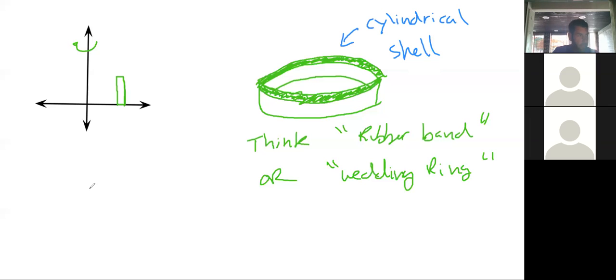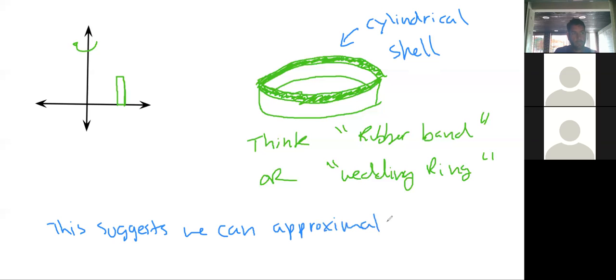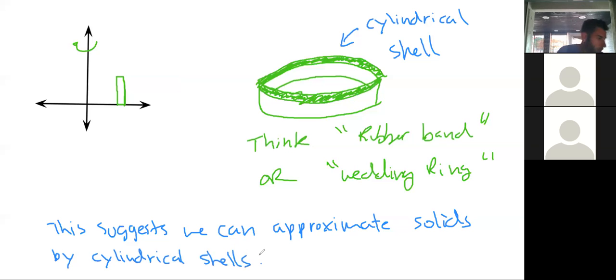So what this does is this suggests we can approximate solids by cylindrical shells. And again, if you go to your book, there are some very nice pictures that help illustrate this. There's good videos on the internet. I highly encourage you to go investigate.